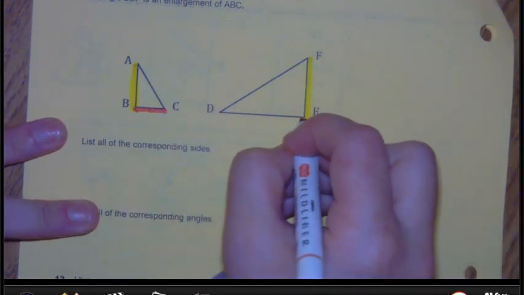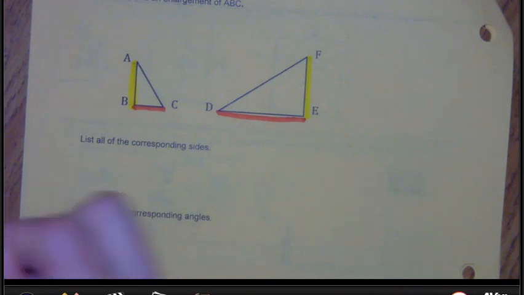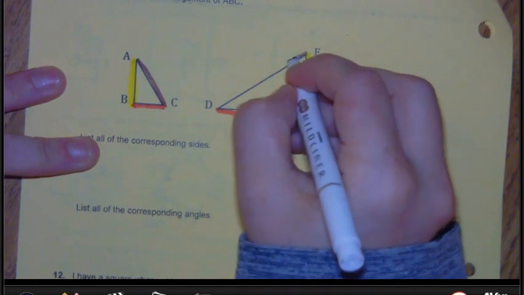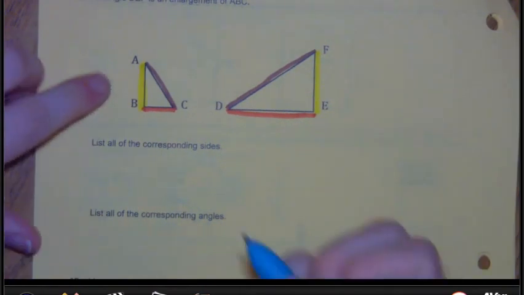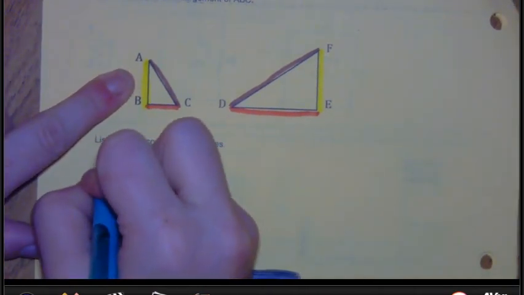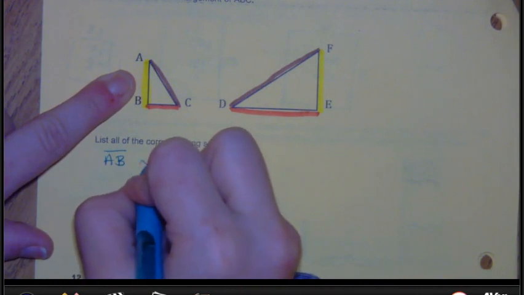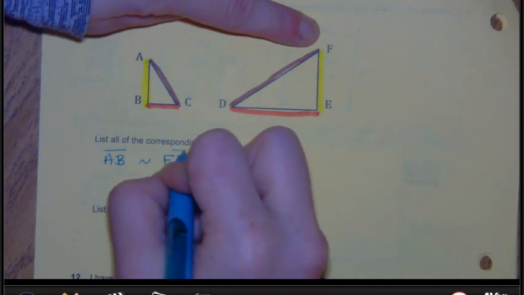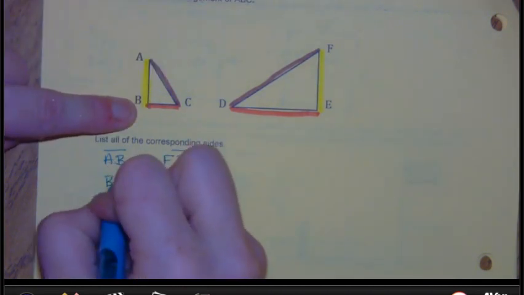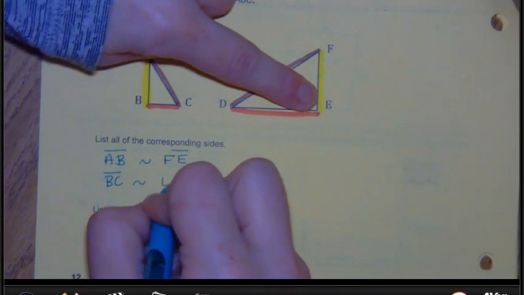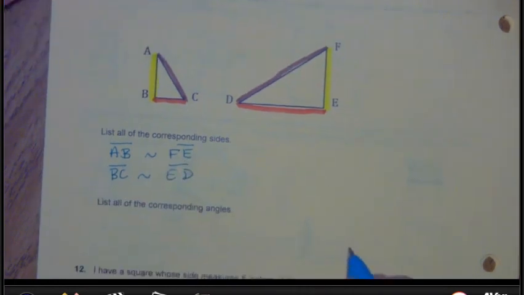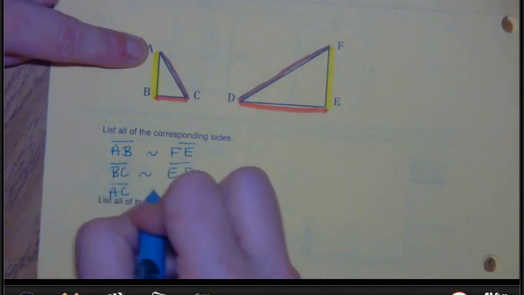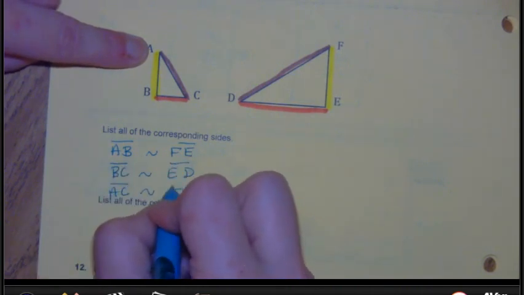B to C is corresponding to E to D. And then A to C corresponds to F to D. All right, so we're going to write that out for corresponding sides. A to B is similar to, well, I started at A, so I need to start at F to E. B to C is similar to E to D. A to C is similar to F to D.